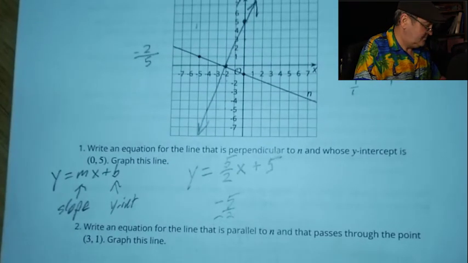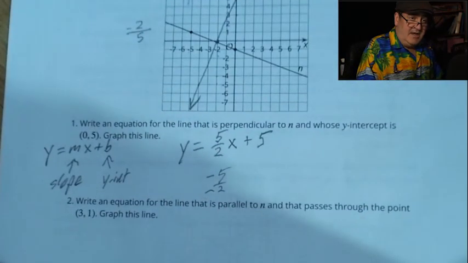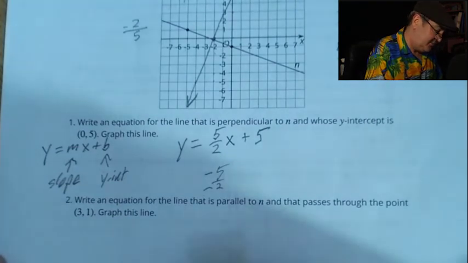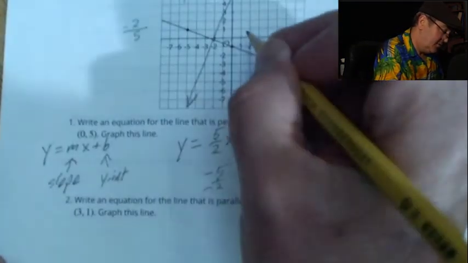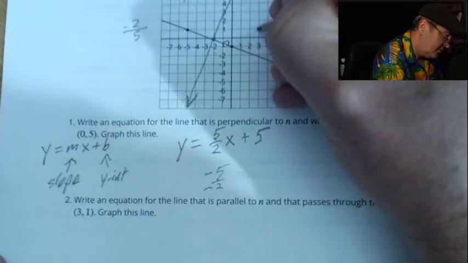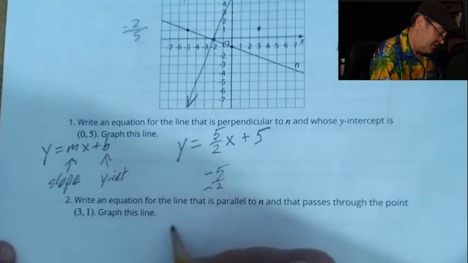Okay? I'm going to try this one and deal with the shadow. Write an equation for a line that is parallel to n and passes through the point (3, 1). So (3, 1), we're looking for that point right there. And we want it to be parallel, so it's going to have the same slope.